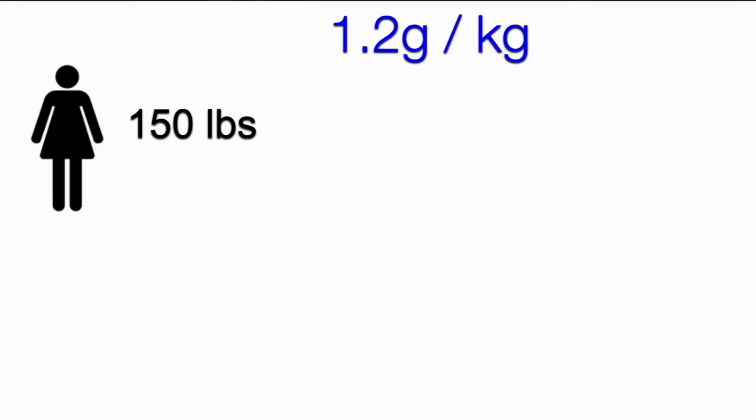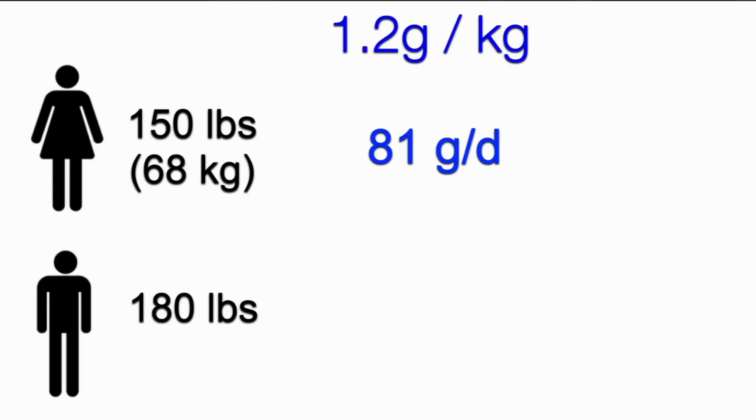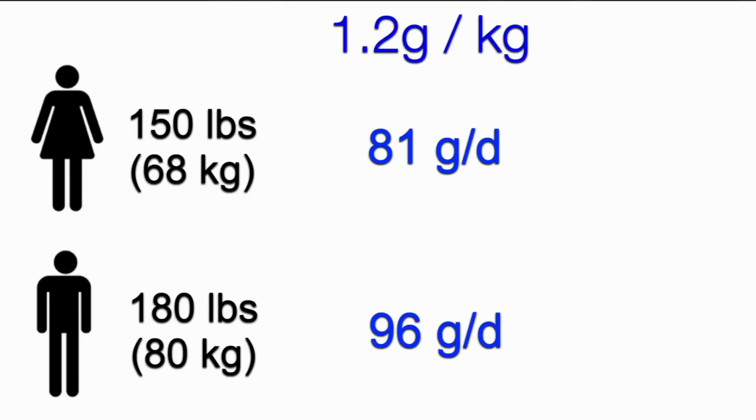So for example, for the 1.2 grams of protein per kilo of body weight range, for a woman weighing 150 pounds, that's 68 kilos approximately, so it would be 81 grams of protein a day. For a man weighing 180 pounds, that corresponds to 80 kilos, so it would be 96 grams of protein, ballpark.